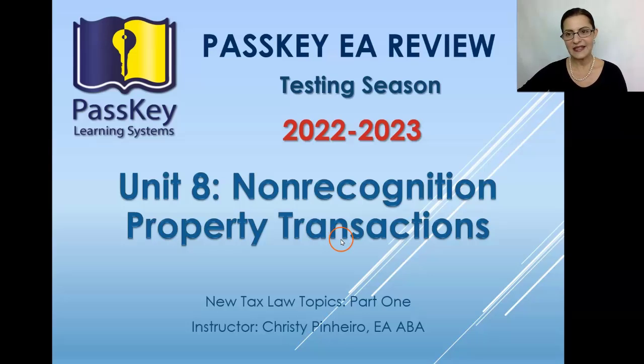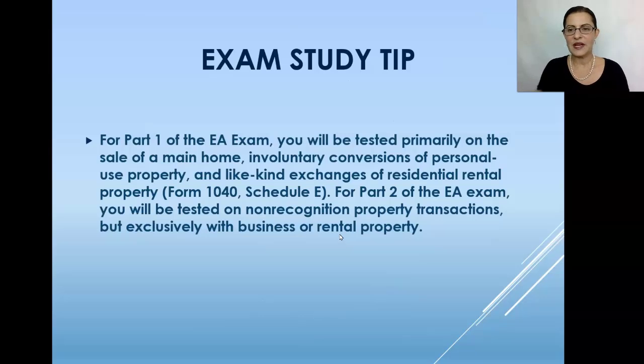Now let's go into Unit 8, which covers non-recognition property transactions. We cover non-recognition property transactions both in Book 1 as well as Book 2, because non-recognition property transactions can apply to businesses, like a corporation or a partnership, and an individual taxpayer can too. But there's only one non-recognition property transaction that only applies to individuals, which means individual humans, and that's the sale of a main home.